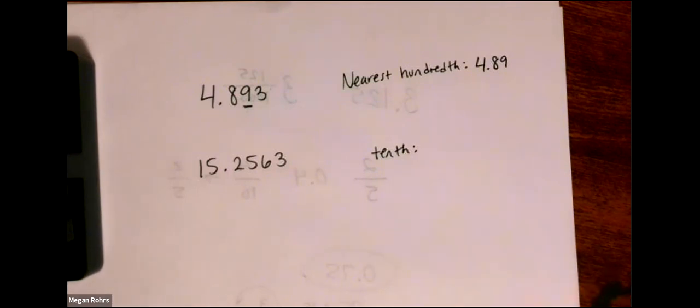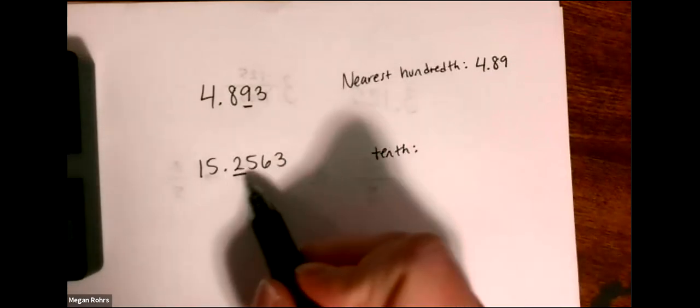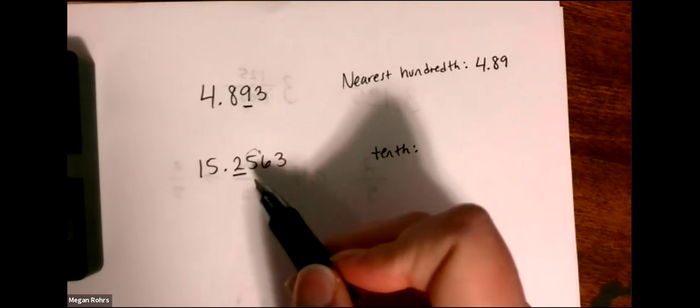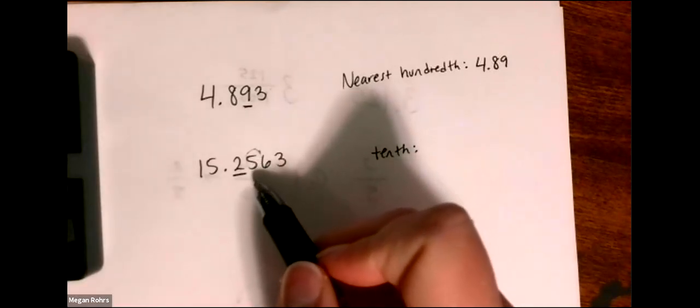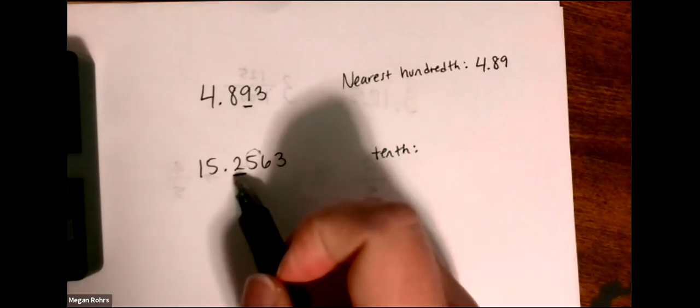Now this next number here, 15.2563, and we want to round to the nearest tenth. Well, my tenths place is here, so I'm going to look to the right. 5 says that we round up, so 5 or higher, round up. So we're going to round this to a 3, so 15.3.